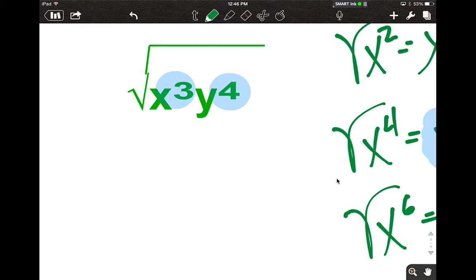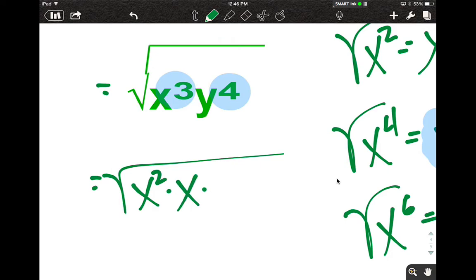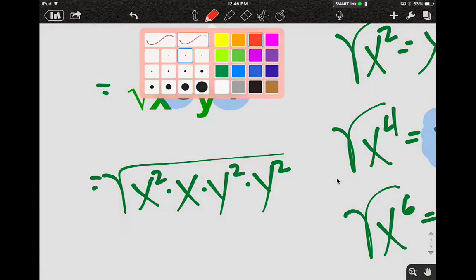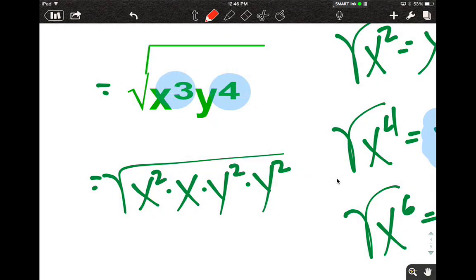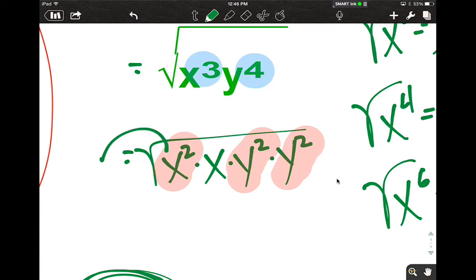If I write this out, the same exact problem, if I write it out like x to the second times x times y to the second times y to the second. Okay, this piece here, oopsie, highlighter. This piece here is a perfect square, right? And so is this piece, and so is this piece. So what can I pull out of my square root symbol?